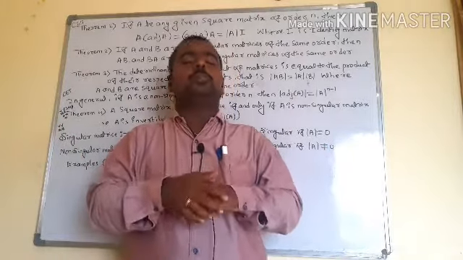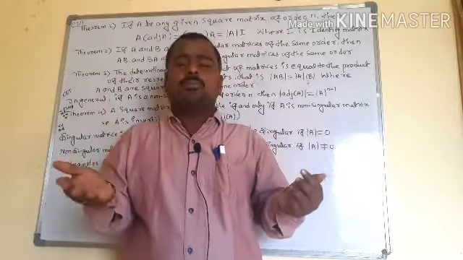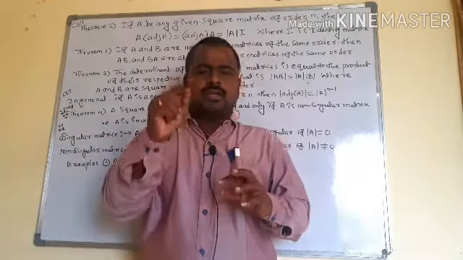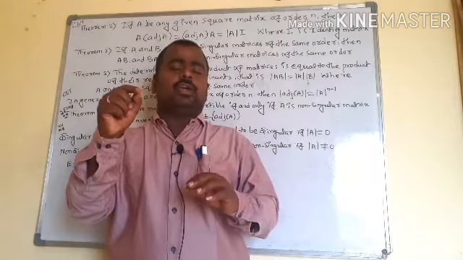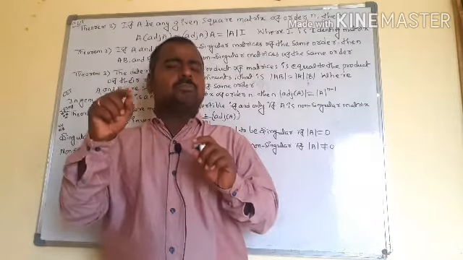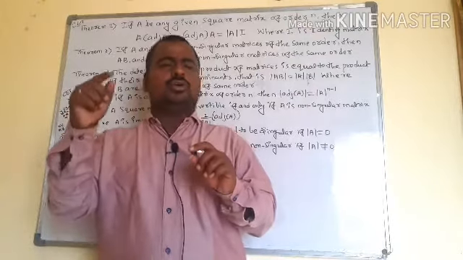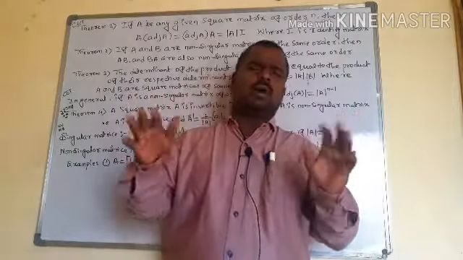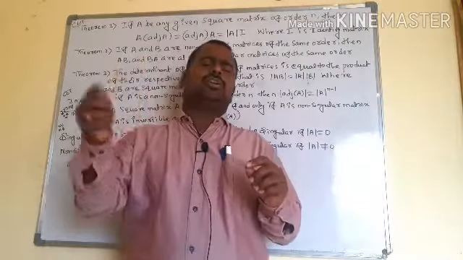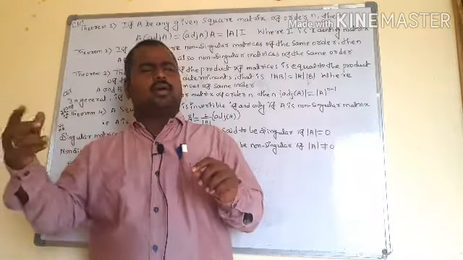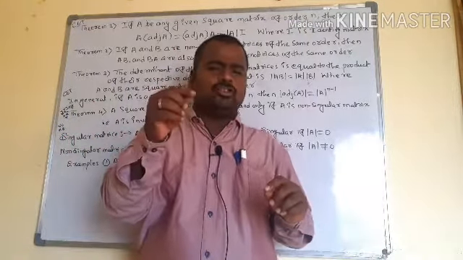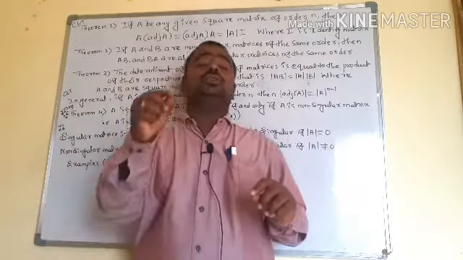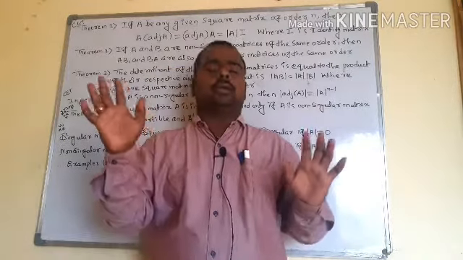For every square matrix of order n, in the form of determinant, how to express it, theorem 1 says this, which I am going to discuss with you. The theorem: adjoint of A into determinant of A is equal to determinant of A into adjoint of A. Or in another format, for every square matrix of order n, you can express A into adjoint of A is equal to adjoint of A into A is equal to determinant of A into I.